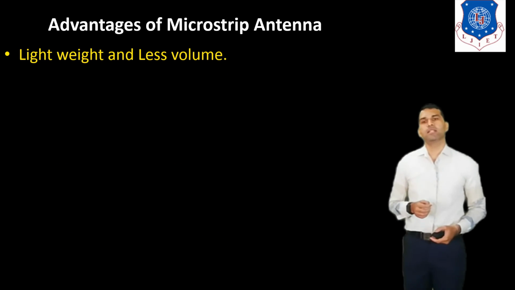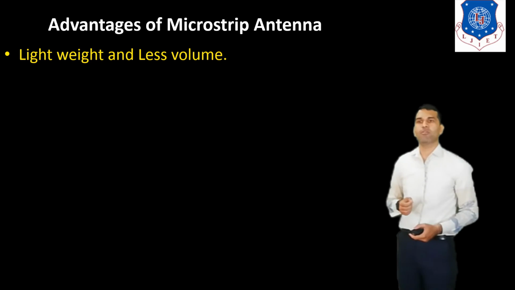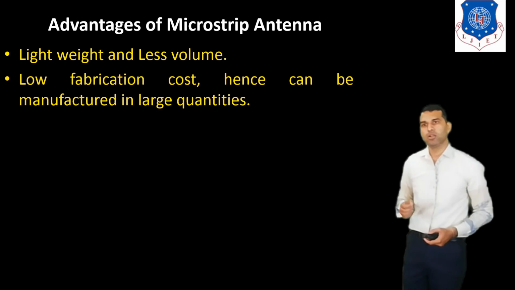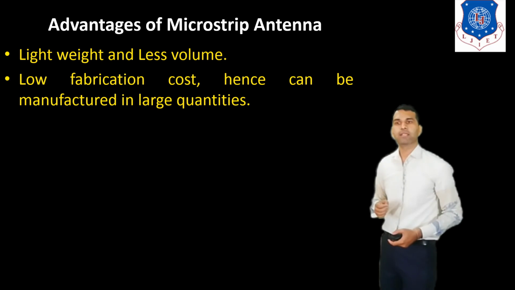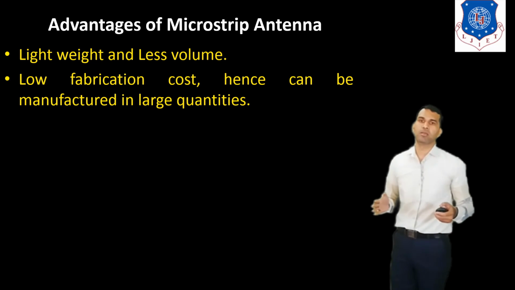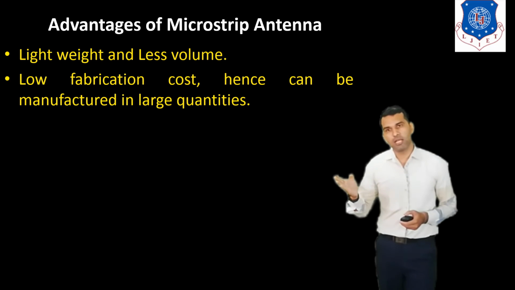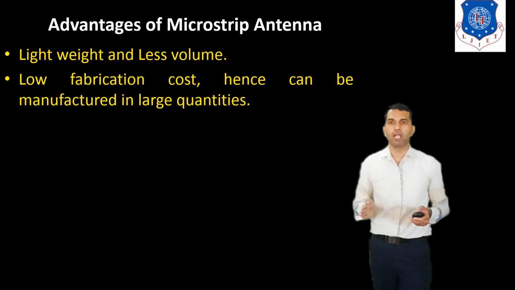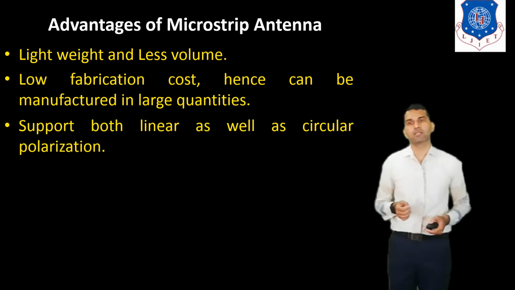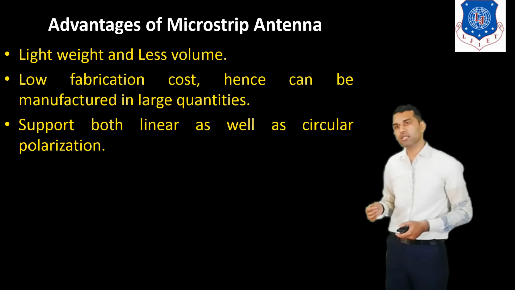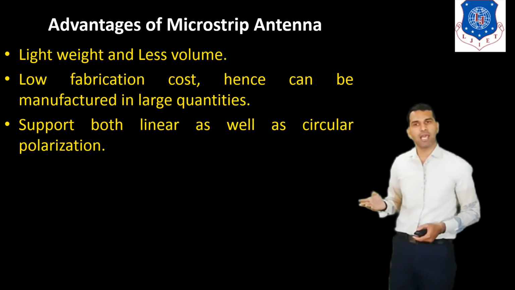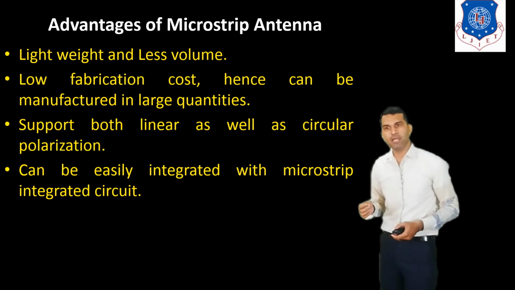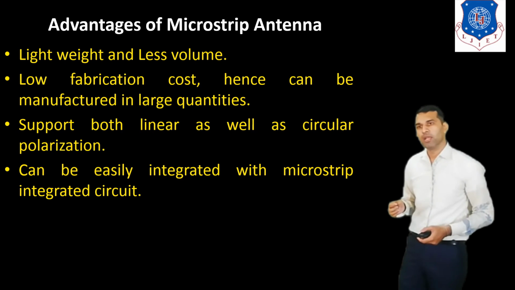Now we discuss the advantages of this antenna. The first advantage is that it is lightweight and low volume. The second advantage is low fabrication cost, hence it can be manufactured in large quantities. The fabrication cost is very low compared to other antennas. The third advantage is that it supports both linear as well as circular polarization. Also, it can be easily integrated with microstrip integrated circuits.